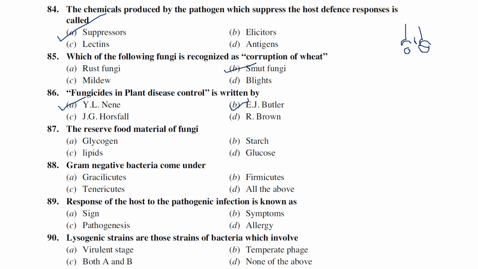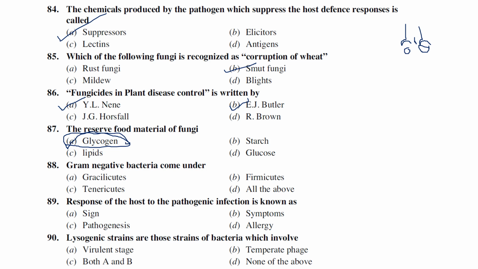The next one, the reserve food material of fungi: glycogen, starch, lipid, glucose. In fungi, the reserve food material is stored in the form of glycogen. For us, however, we have adipose tissue. Fungi have the reserve food material stored in the form of glycogen.